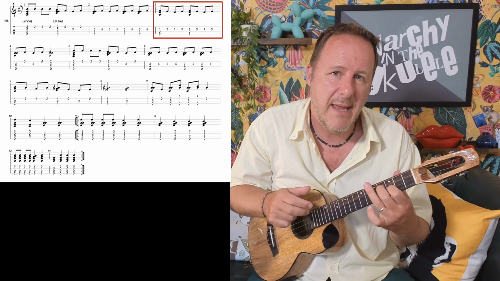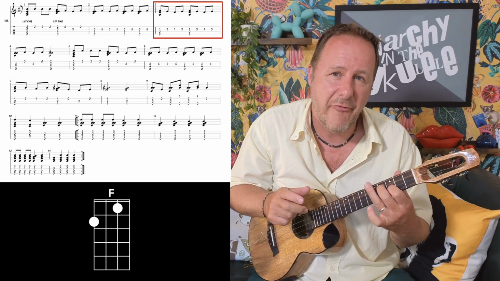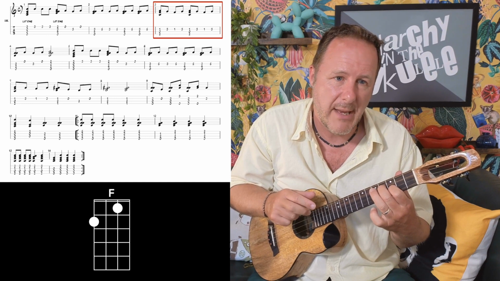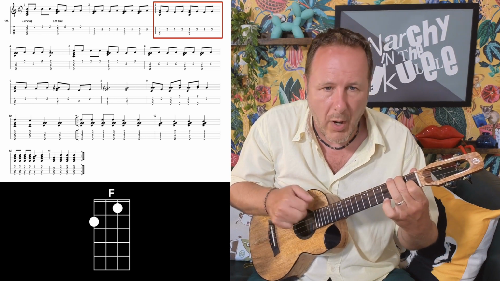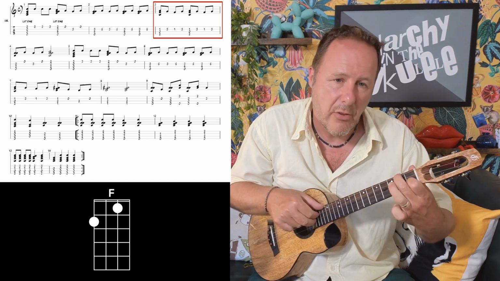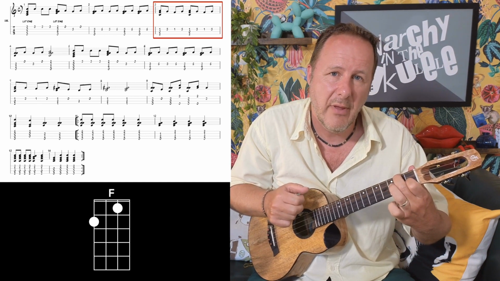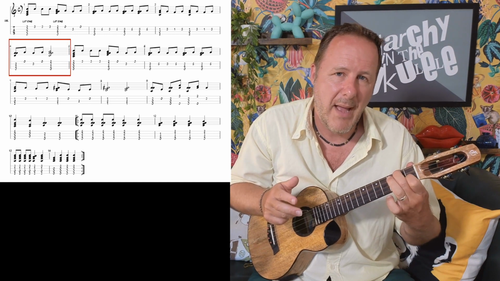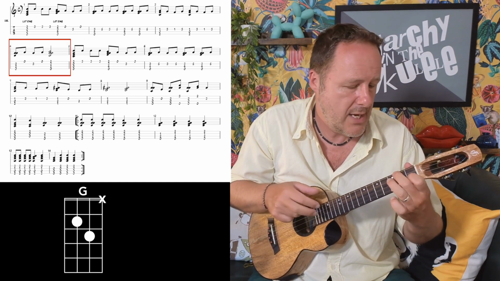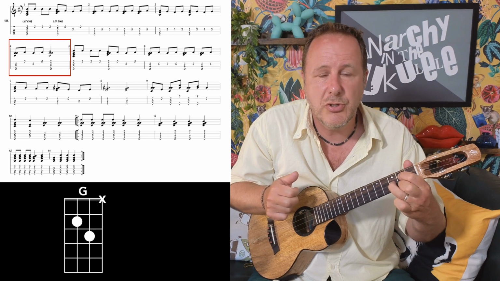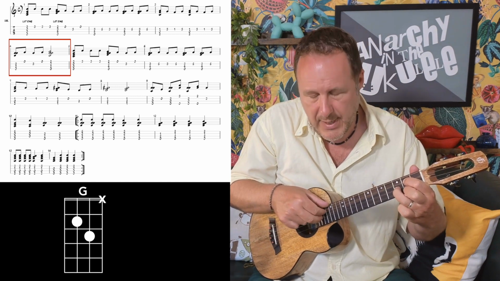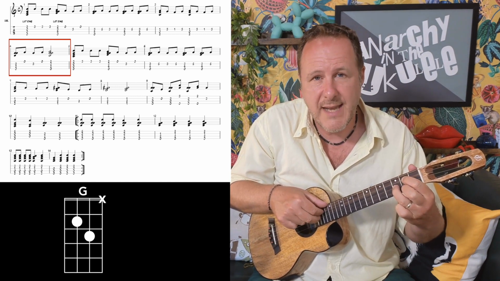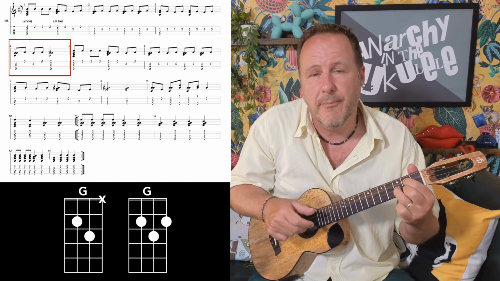For bar 3, there's only one chord and it's an F on beats 1 and 3. Okay, so it's 1 and 2 and 3 and 4 and, again I'm picking it because I don't want the wrong melodic note. For bar 5, we're going to a G, 1 and 2 and, again I'm only picking the first 3 strings. Then for the second G, strum the whole thing.